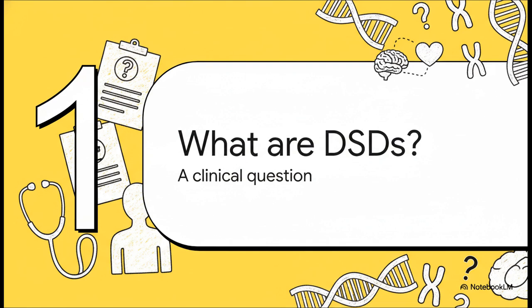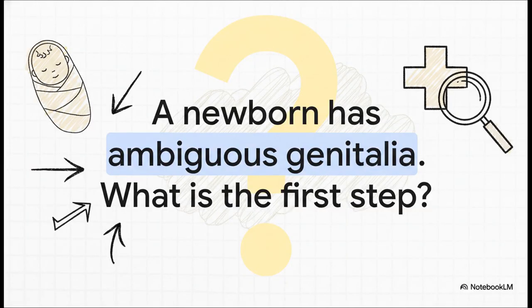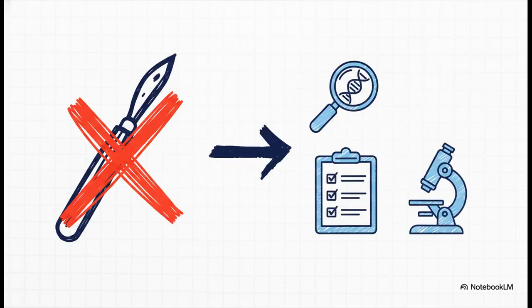Now, instead of just throwing a textbook definition at you, let's start with a real-world scenario, something that medical teams actually encounter. I think this gets us right to the heart of the matter. Okay, so imagine this. A baby is born, and the external anatomy isn't clearly male-typical or female-typical. Now, obviously, this can be a really stressful and confusing moment for everyone involved. So for the medical team, what is the single most critical, immediate first step? What do you do? Well, the answer might actually surprise you.